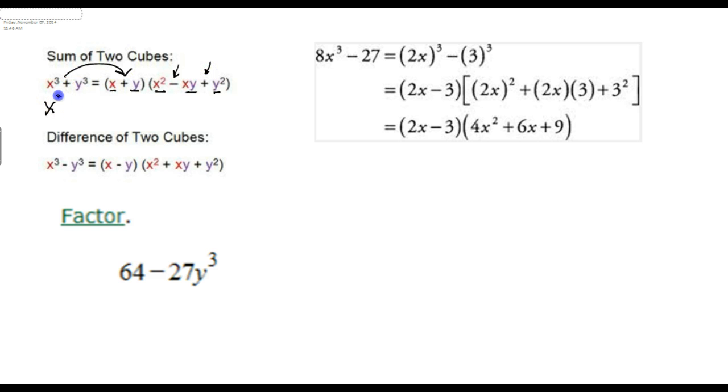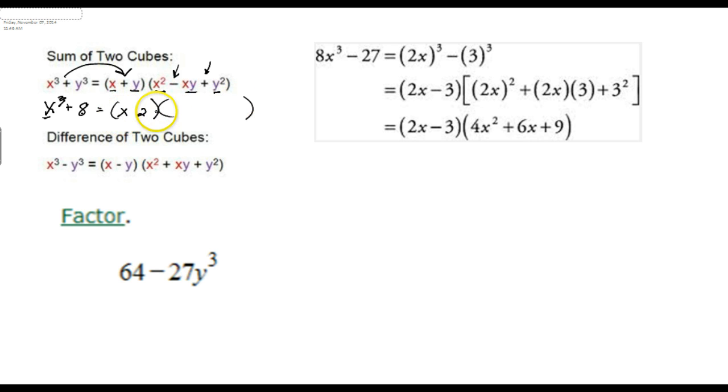I'll show you what I mean with an easy example. If I just have x cubed plus 8, in order to write down the bases you have to think about what numbers are being cubed. So in this one, x is being cubed and 2 is being cubed in order to get to the 8, because 2 cubed is 8. So I wouldn't put the signs in until the end.